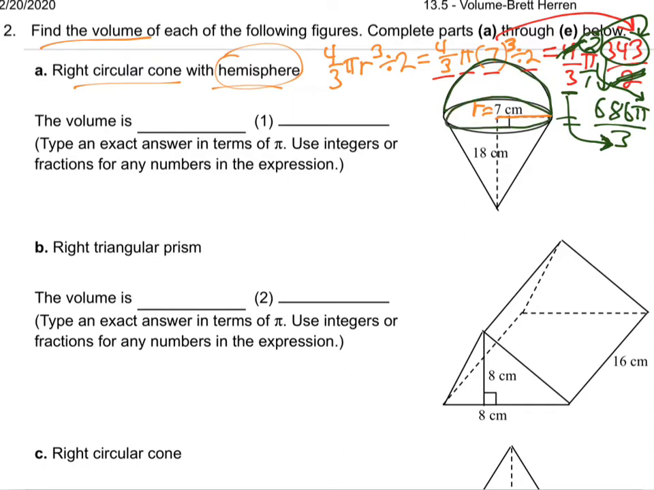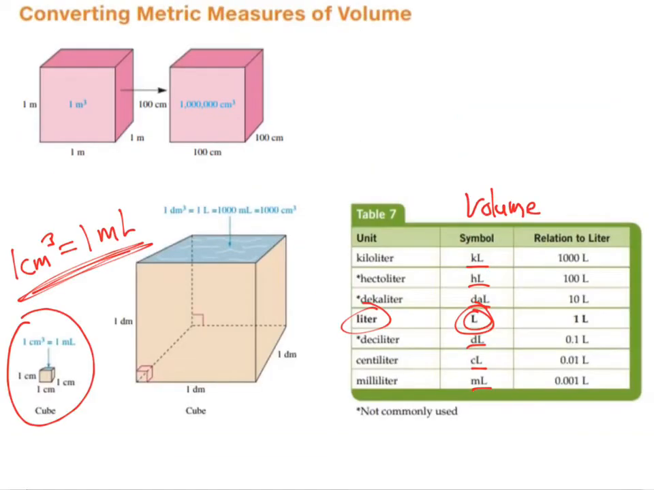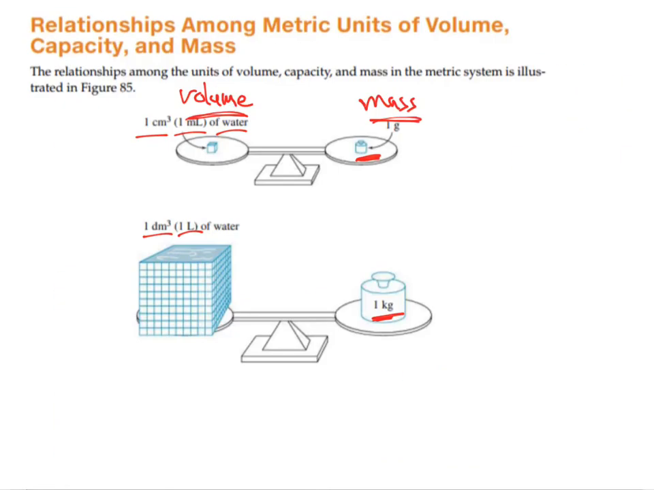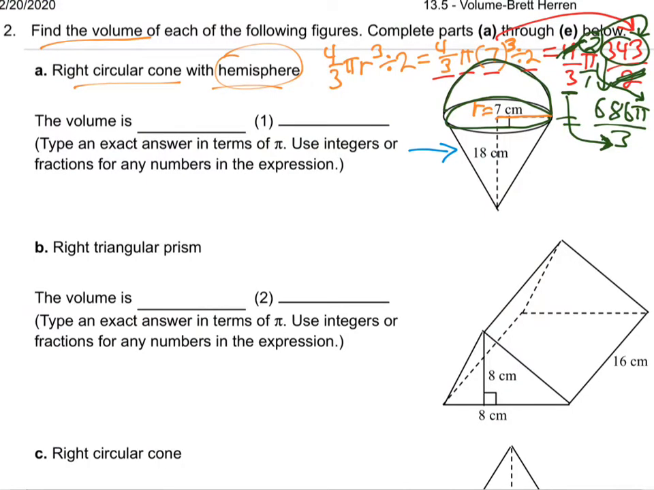Now the half sphere, and now we need the volume of this part here. So the volume of that, now that's a right circular cone. Let's go back to the volume formula for that. That's one of these, 1/3 pi r squared h. So this is going to be 1/3 pi r squared h.